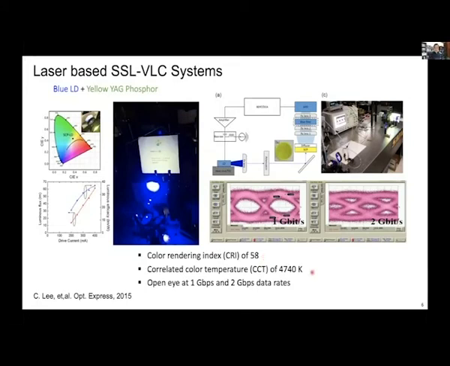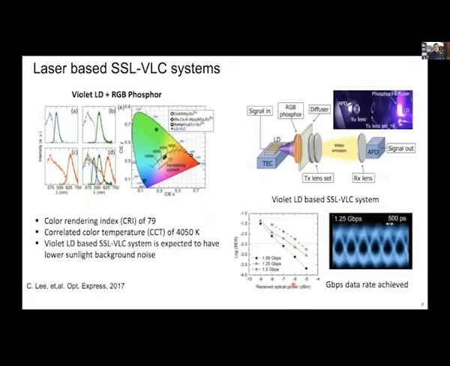In this case, we get a CRI that is not too good because we have a lot of missing spectrum, a CRI of about 60. And the CCT is still very much a bluish color because there is still a lot of high-intensity blue light escaping from the laser, although it's a diffuse light that we are using for our system. And for the bit rate, we use a very simple OOK, on-off keying, method to get to about 2 gigabits per second. So the next step is to improve the color rendering index.